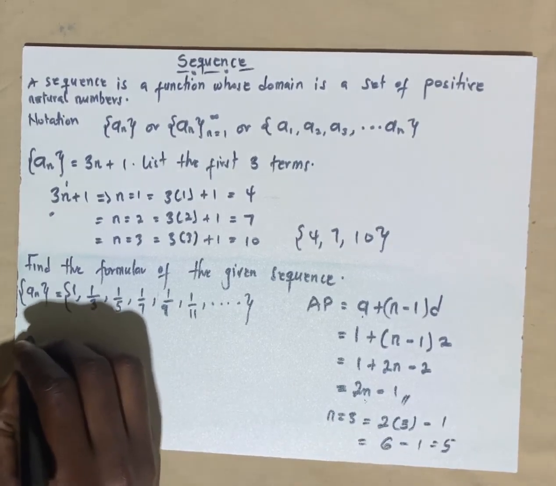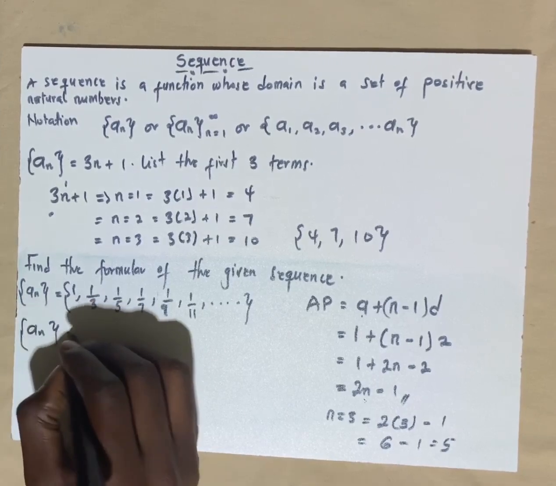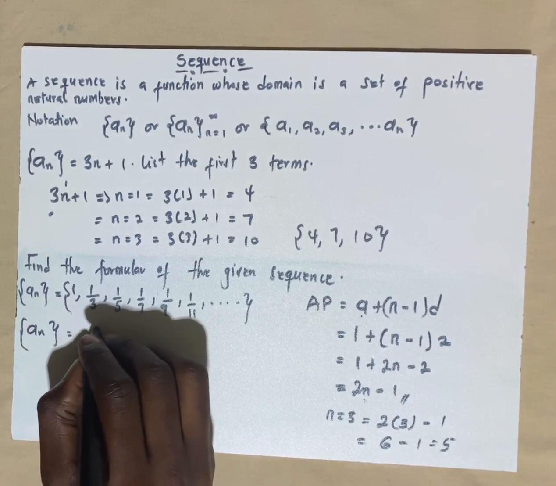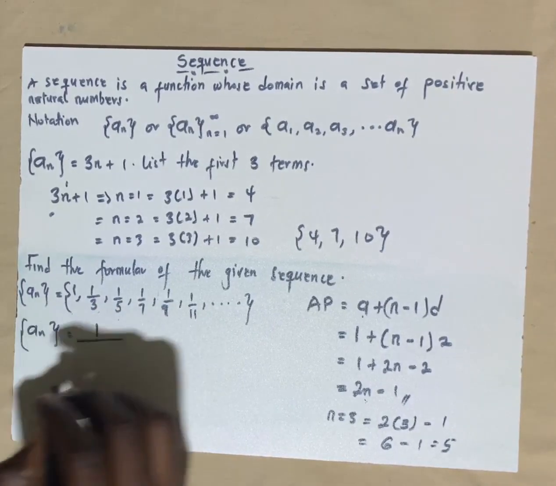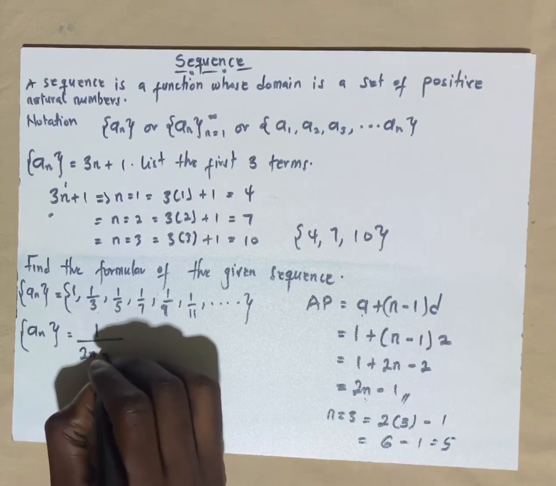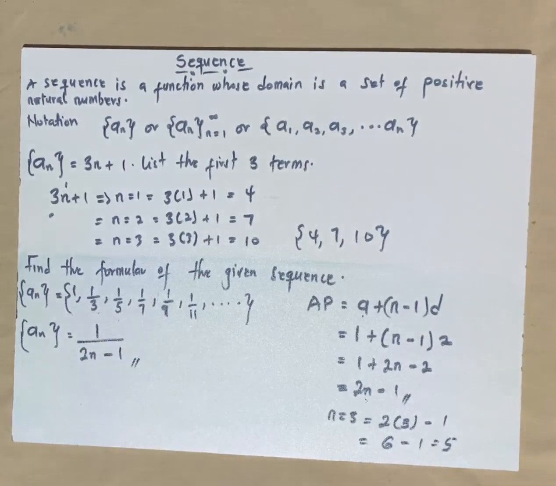Now all we have to do right now is to represent it very well. So we know that we are having a numerator of 1, because the 1 never changes, and the denominator is going to be 2n minus 1. Very, very simple, and we are done.